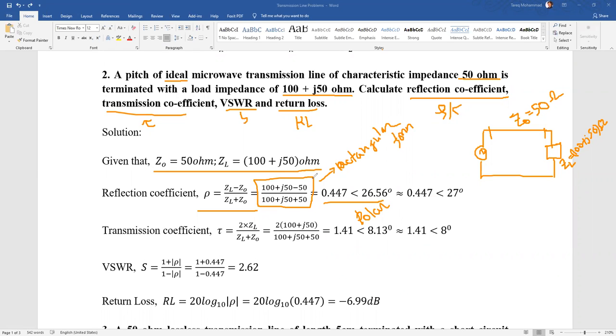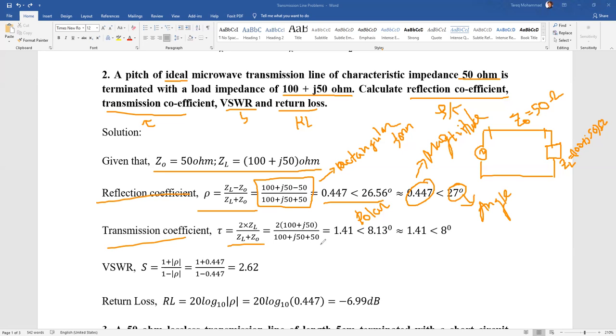So you use the calculator to convert these values. I think you can do it, converting polar to rectangular and rectangular to polar in the calculator. So like this, get the values. Now this value is the magnitude and this is the angle. So that is the reflection coefficient, the value of rho.